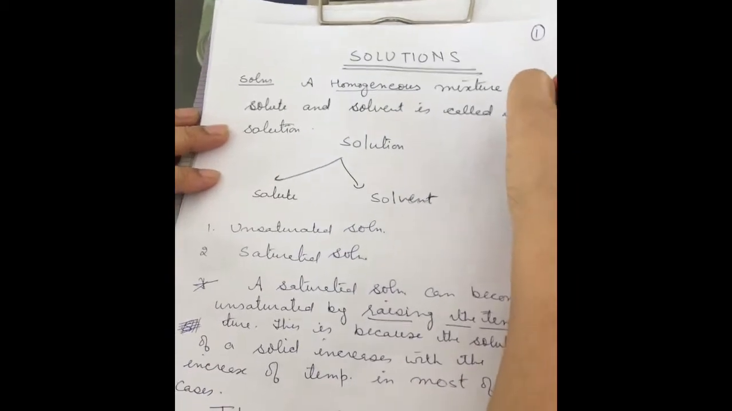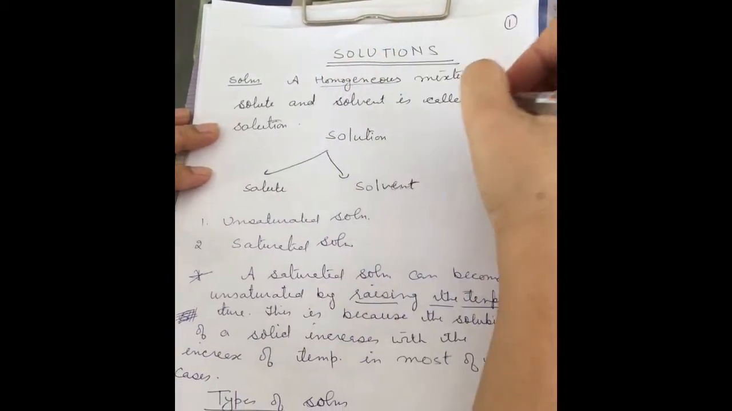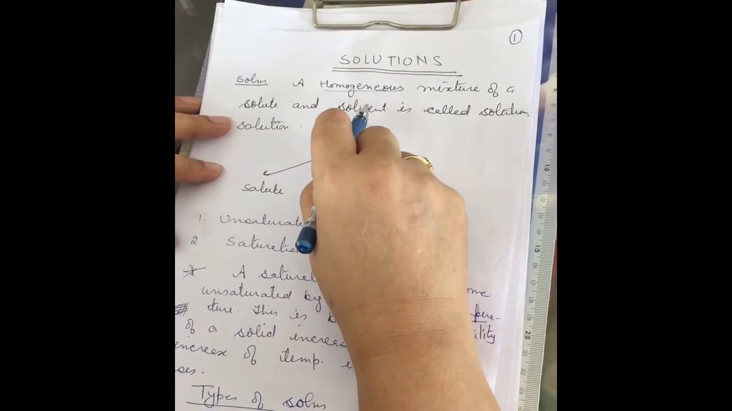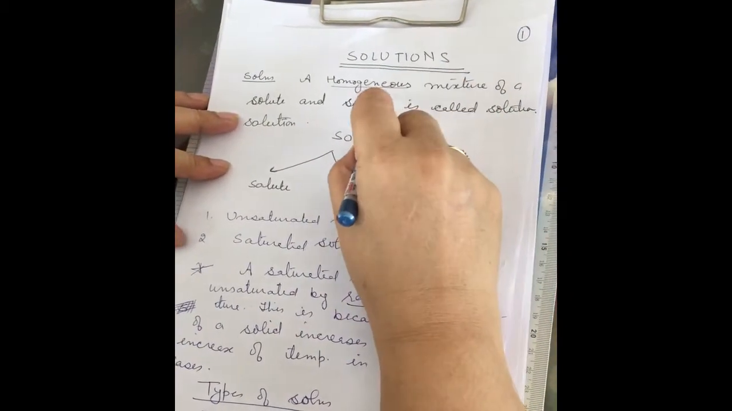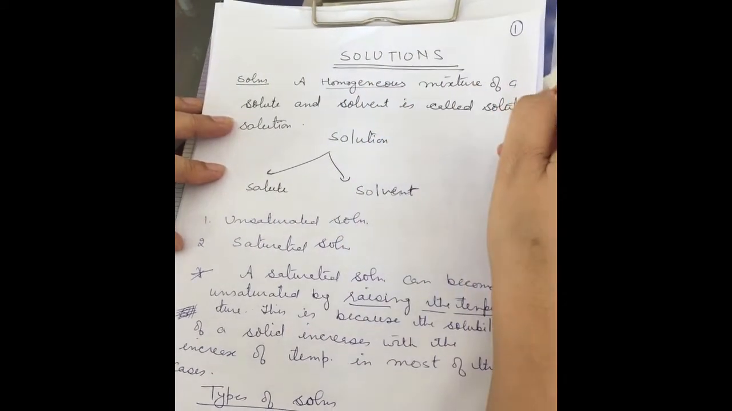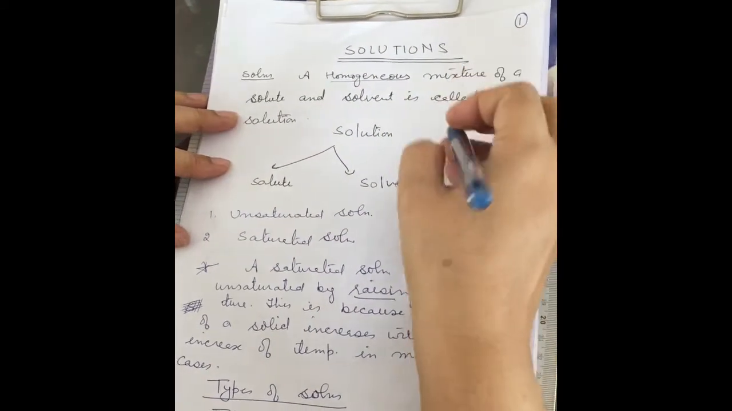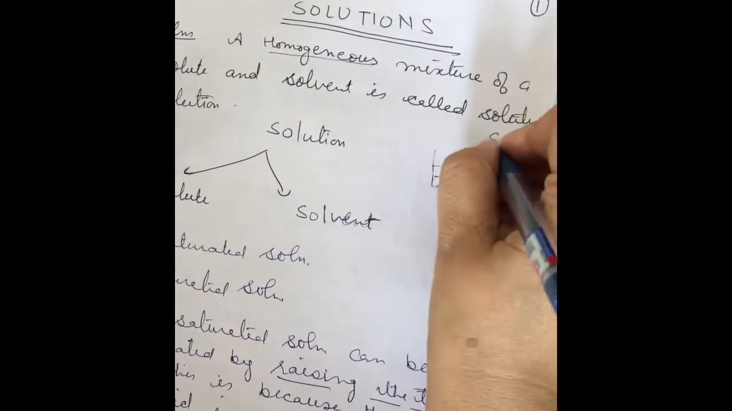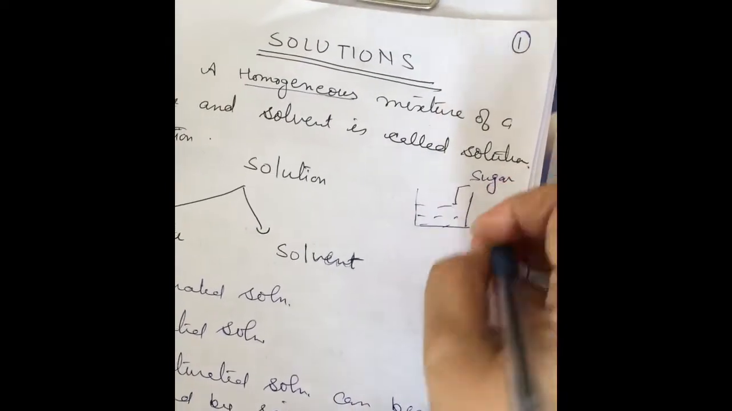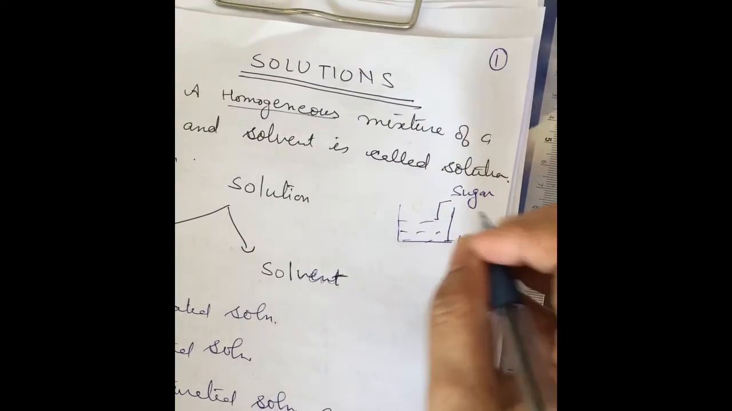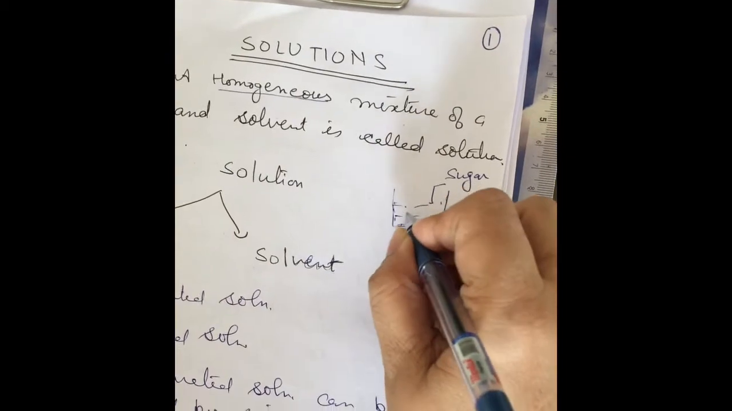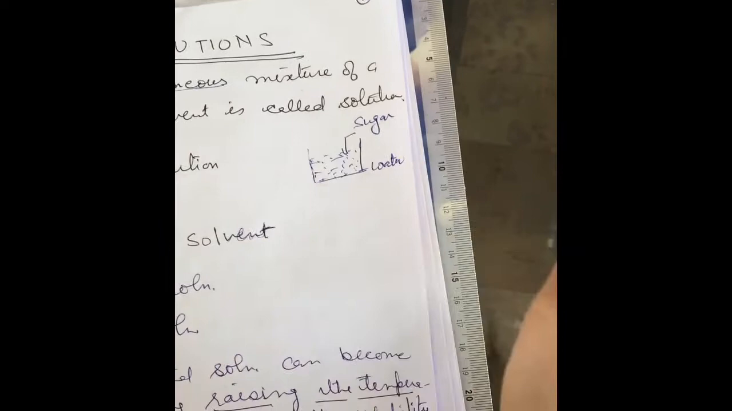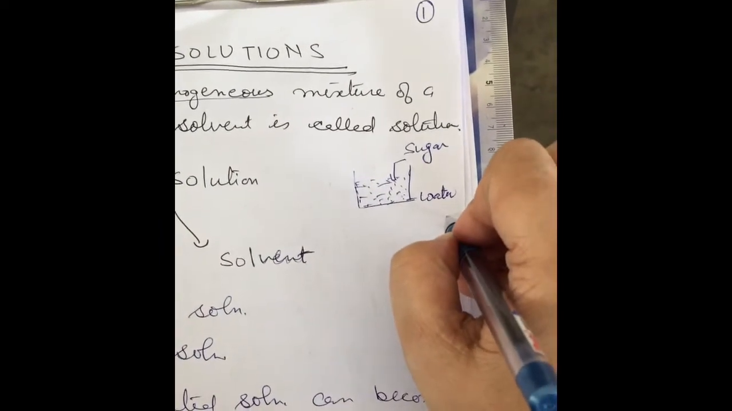A homogeneous mixture of a solute and solvent is called a solution. So what is the meaning of homogeneous mixture? Homogeneous means its concentration is uniform throughout. Suppose you dissolve sugar in water. Particles of sugar are uniformly distributed. This is known as uniform composition.